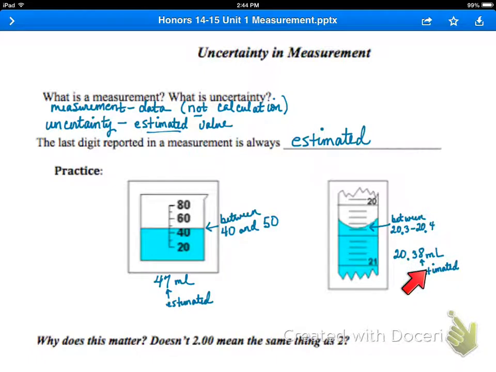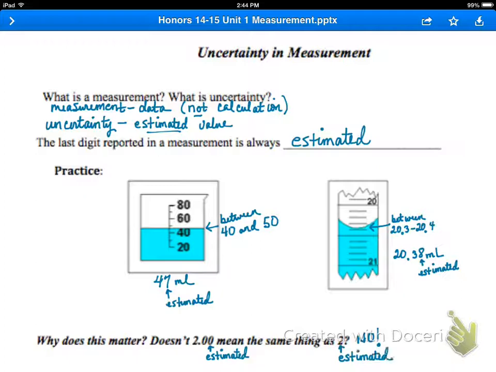Not everyone will pick the same estimated value, and that's totally fine. You might have said 23.7, 23.9. Those are all okay. These are the certain numbers. 20.3, last digit is estimated. But the device that we're using to measure determines the number of digits that our measurement is going to have. It's really important that it has the right number.